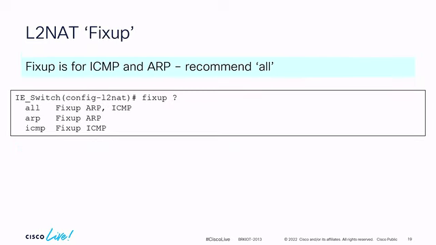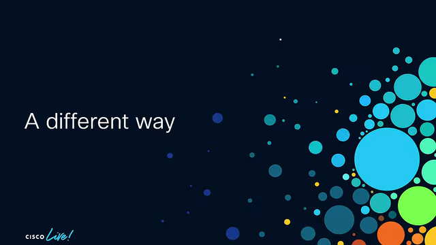The other one is fix up. In the previous example, we used ARP and ICMP, so we fixed up both of them. If you want to block ARPs, one thing is to not allow them, or if you have a security rule that says don't allow ICMPs, don't fix those up. They won't go through. So it's one way to do that.